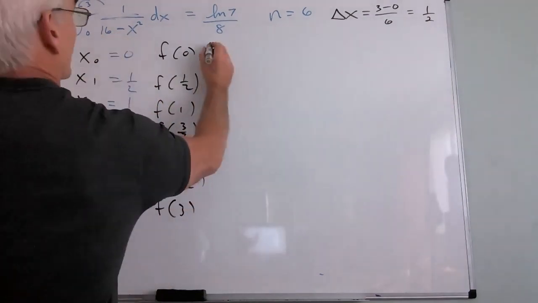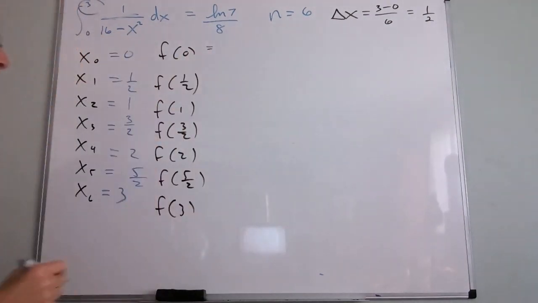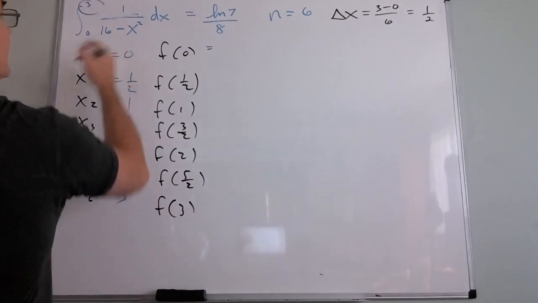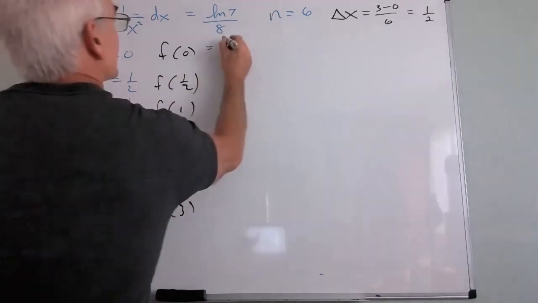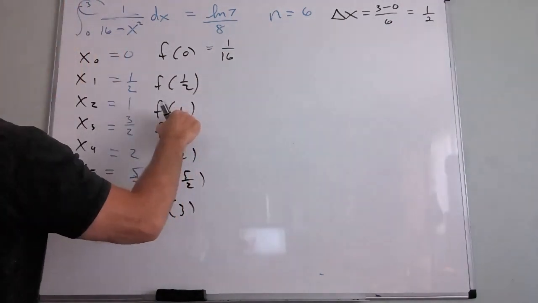So what is f of 0? Let's start with the easy ones. Let's do the integer ones. F of 0 would be what? 1/16. Beautiful. What's f of 1?